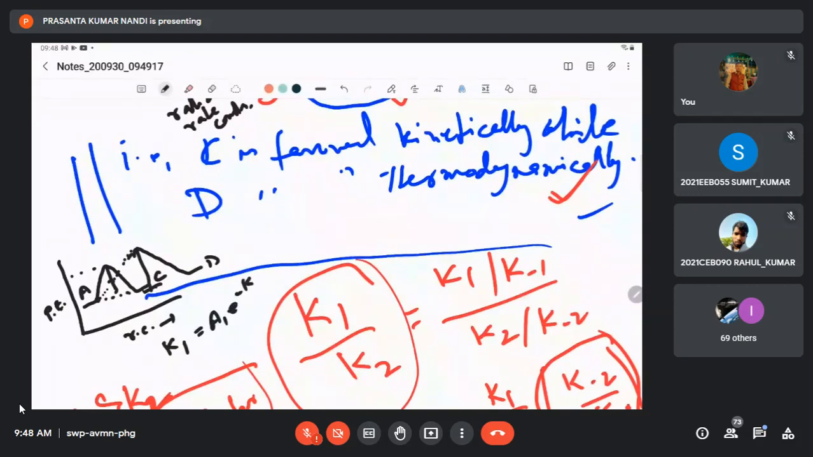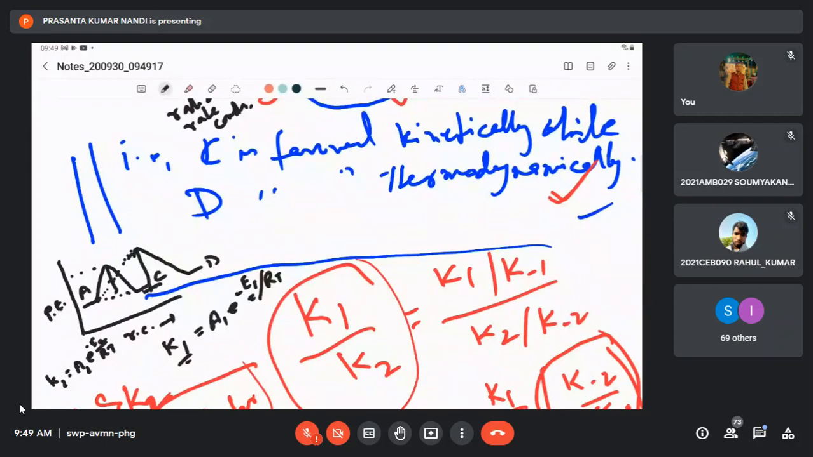Sorry, it would be minus activation energy EA by RT, right? Say E1 is the activation energy for the first step, by RT. And if you follow that, K2, the rate constant, is equal to A2 into e to the power minus E2 by RT. So naturally, if the activation energy is smaller, this quantity has a negative sign, its magnitude would be larger. So K1 would be formed to a greater extent because the activation energy for this step is smaller, right?